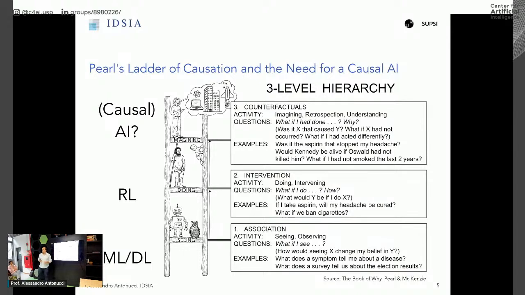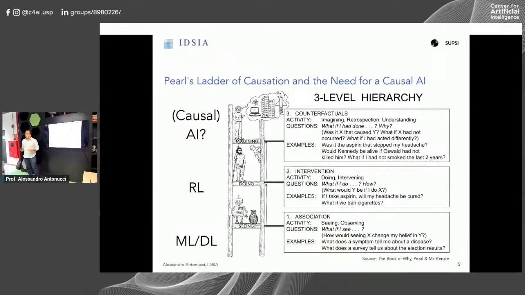And you need a different formalism. You cannot use a Bayesian network directly to compute this second level. Basically, you need, at least in Pearl's approach, the causal graph. So you also need to have a causal understanding of the relations between the variables, which can be qualitative, can be a directed graph, but you need that. Otherwise, you cannot answer, in general, this kind of query.